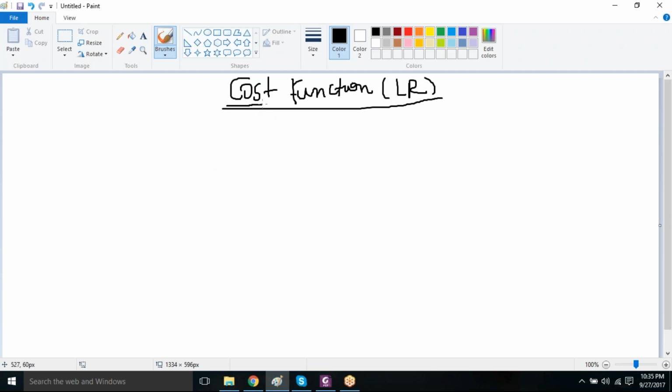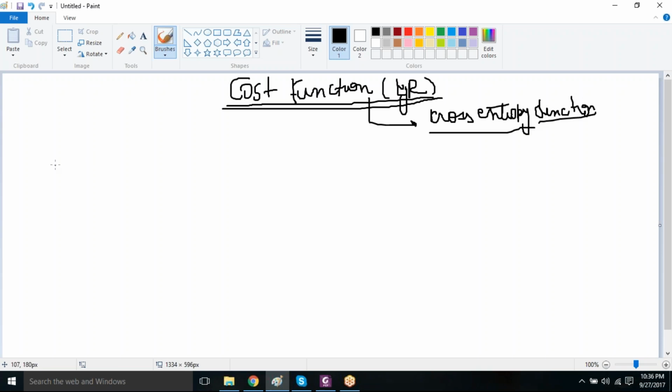So, the cost function for logistic regression, I am going to write, because the mean squared error cost function was not working. It was a non-convex problem. So this cost function they call the cross entropy function. Like mean squared error, this is an error function. So what is this function? Let's see.